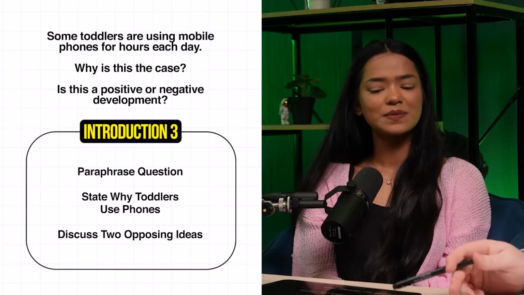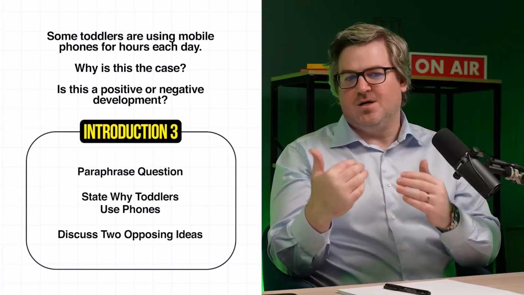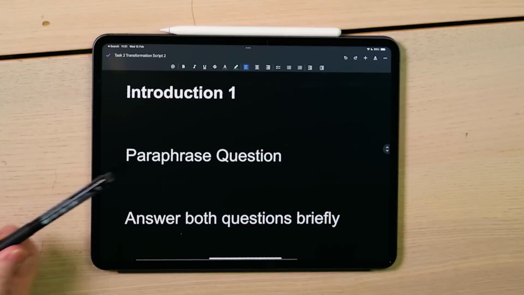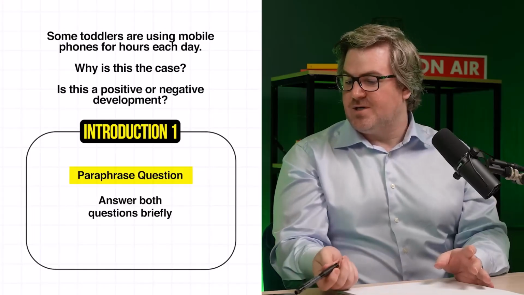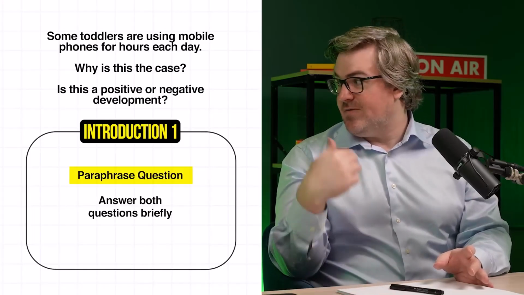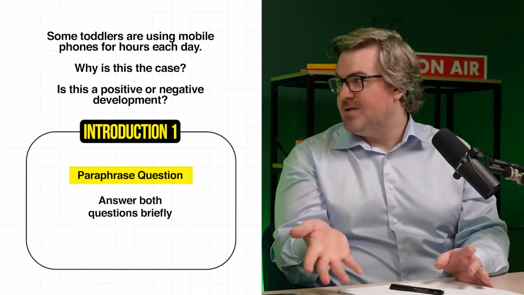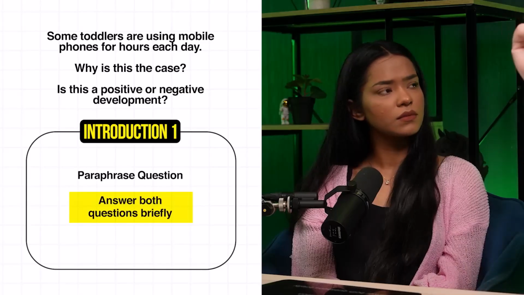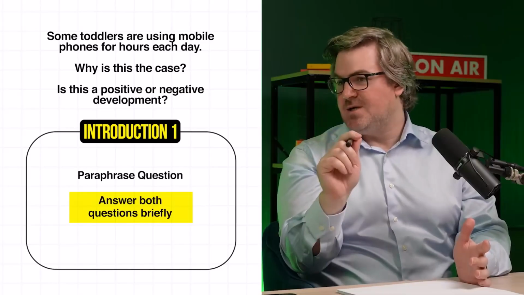The other issue with that is the introduction is not where we would discuss opposing views. That is more detail. You put the detail in the main body. What we do here in introduction 1 is we paraphrase the question. That shows the examiner that we've understood the question, because you can't paraphrase something if you don't understand it. And then we answer both questions briefly. We say, here's the answer to question 1, here's the answer to question 2.